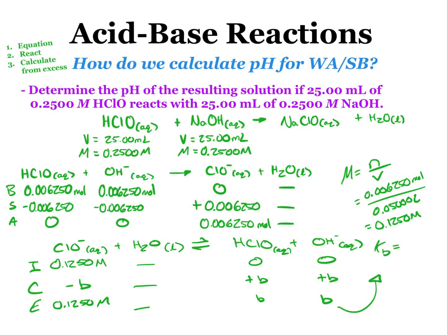Now, Kb might be directly given to you, or in a question like this, oftentimes you're told the Ka value of this weak acid, and this is where we need to remember that Ka times Kb for a weak conjugate acid base pair equals 1 times 10 to the negative 14. So you can find the Kb from that.